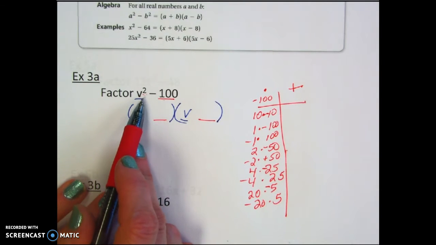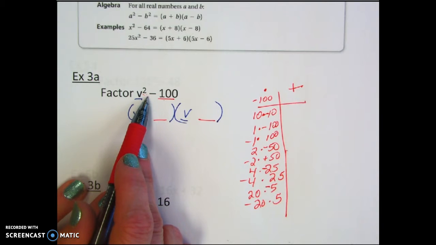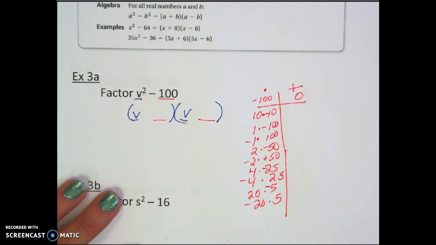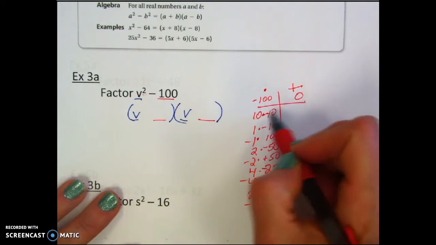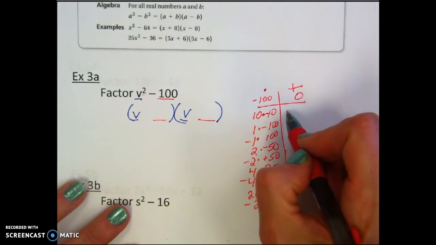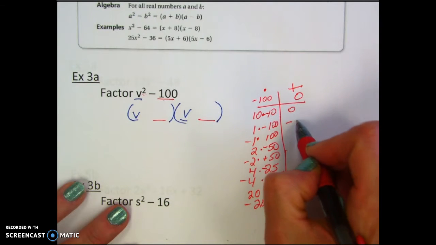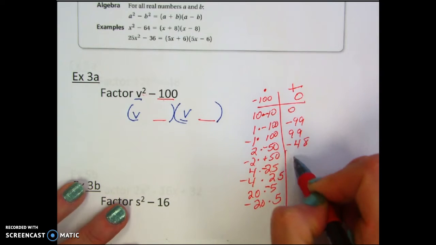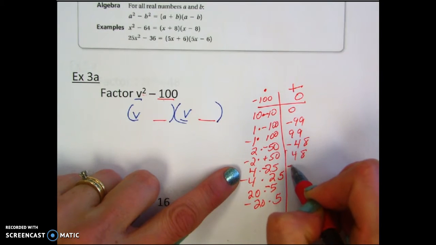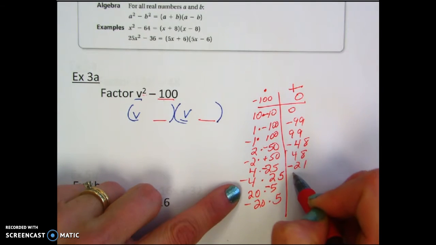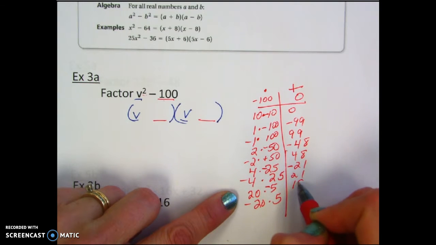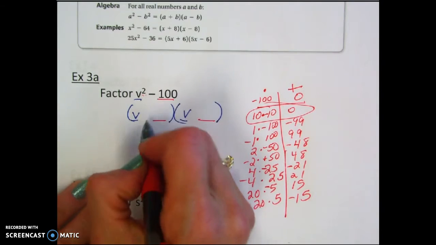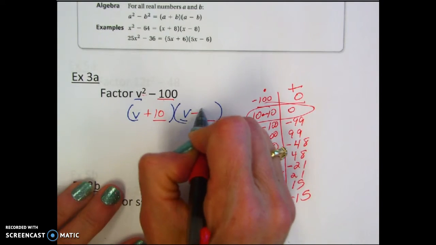What is my middle term? What's here in the middle? Nothing. We want it to add up to 0. So if we start adding these, 10 and negative 10 does add up to 0. If you add the rest of these, you are not going to get 0. You'll get everything else. Okay, the combination that gives us 0, you'll notice, is plus 10 and minus 10.